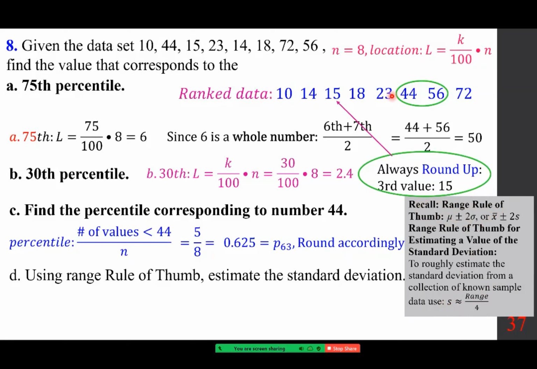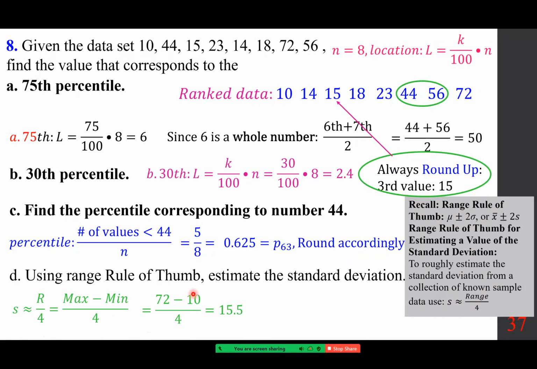So this is in order. The maximum value is 72, the minimum is 10. So we subtract 10 from 72 and divide by 4 according to this formula. 72 minus 10 is 62, divided by 4 gives us 15.5. So range rule of thumb will give us s, which is roughly R divided by 4. In this case, 15.5.